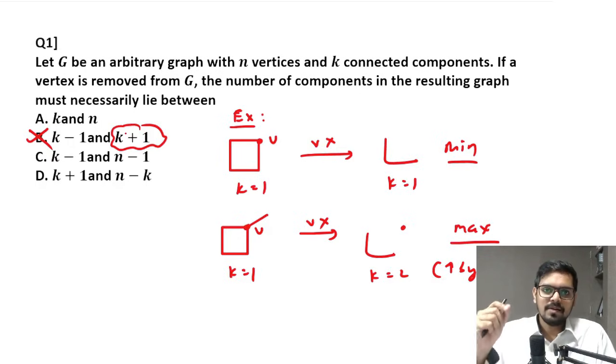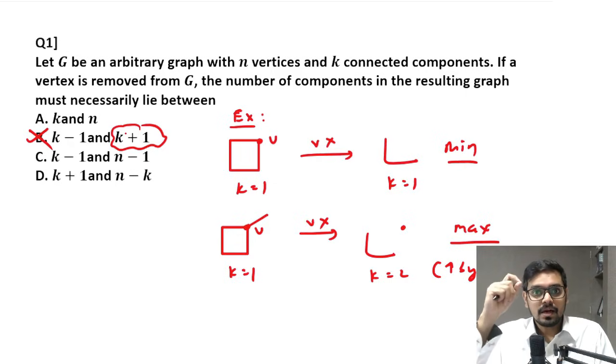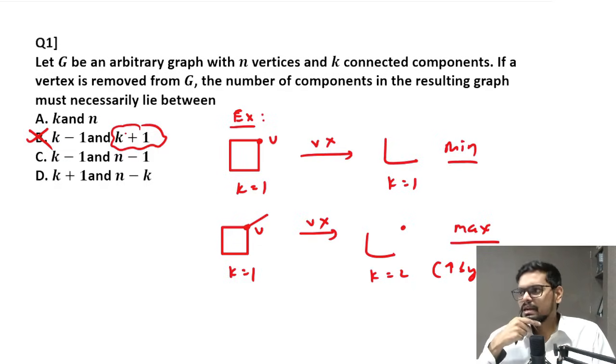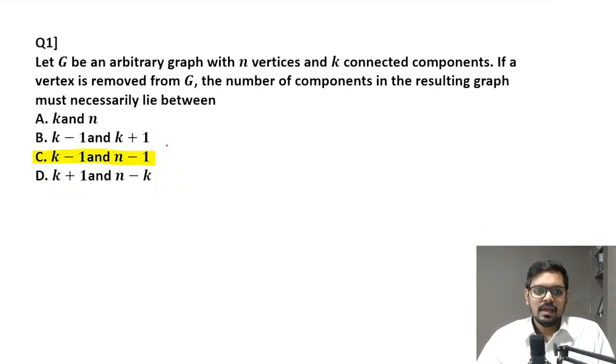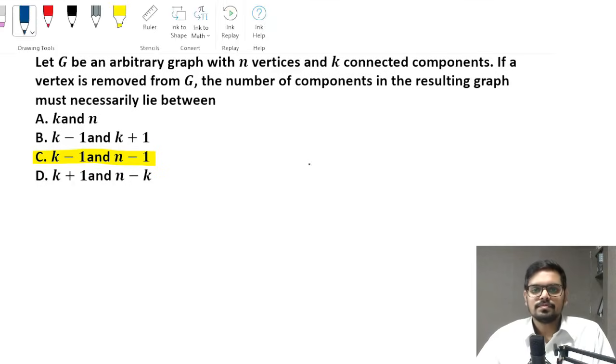But if you have watched my conceptual lecture, then you remember the maximum number of components occurs in the star graph. Yes, I have given that question. Is it necessary that k should only increase by +1 if you remove a vertex? No. For many examples, this is what it will be, but for special cases like the star graph, this won't be the maximum. The maximum would be n-1. Okay, let me explain by the example.